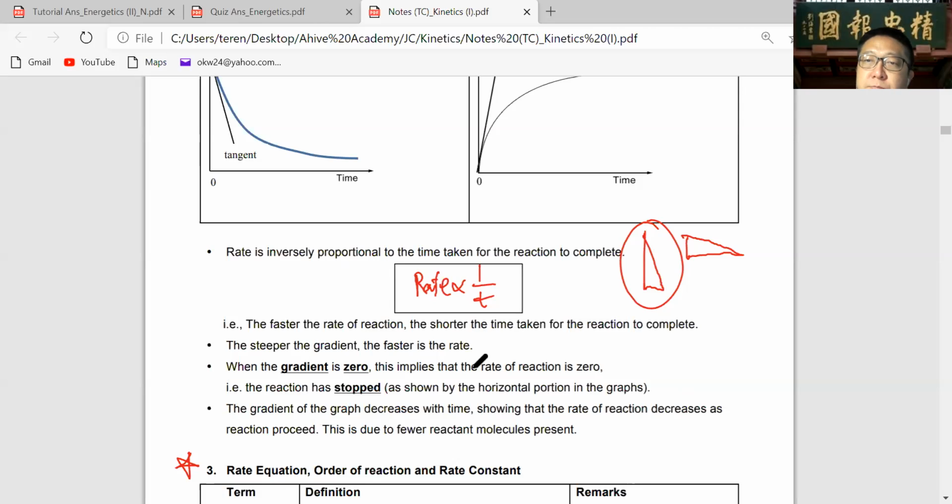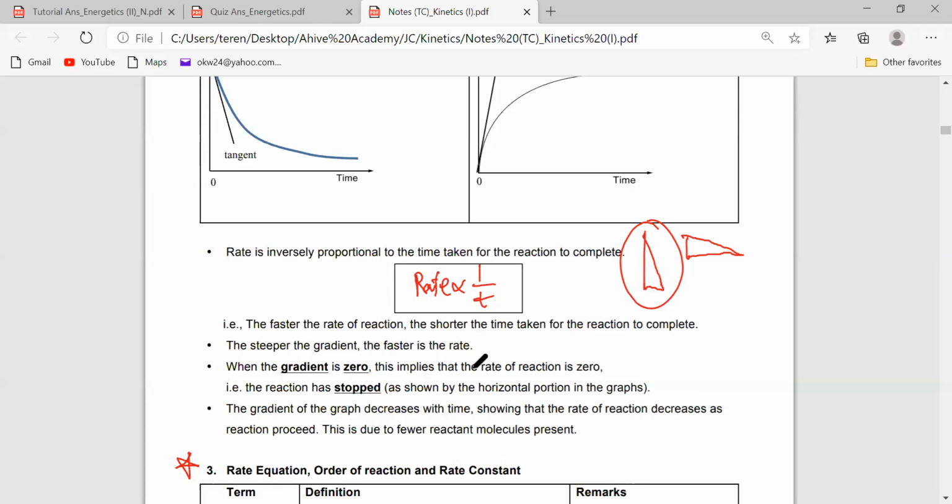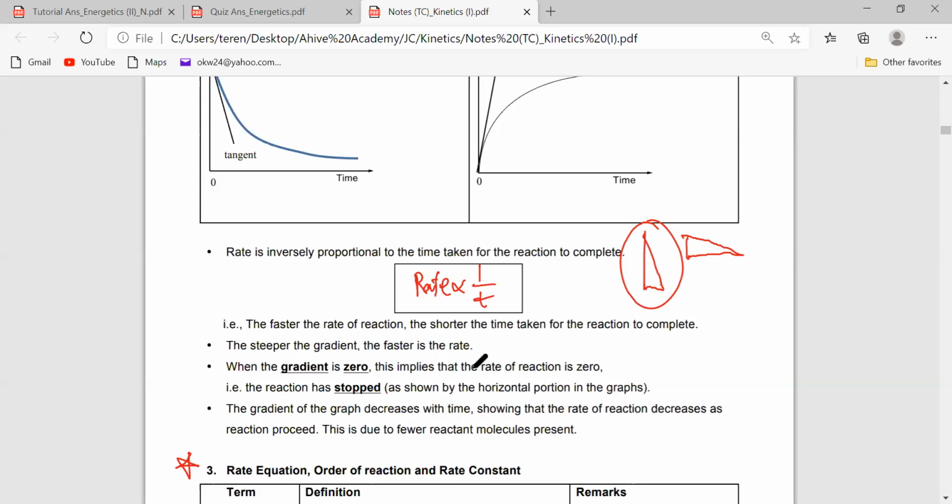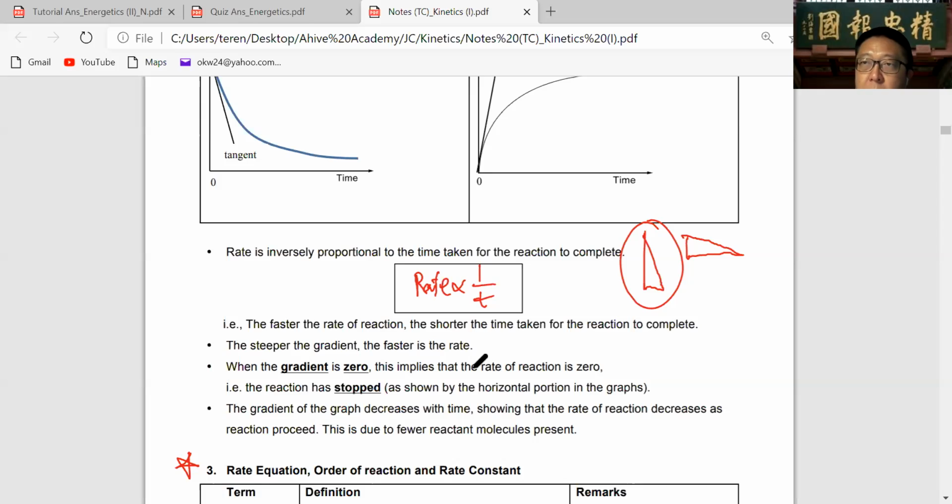Jenyu, any problem? I had the same question. Yes, you already answered it. Which question? The rate constant, the one where K changes with temperature. K is fixed at a certain temperature.